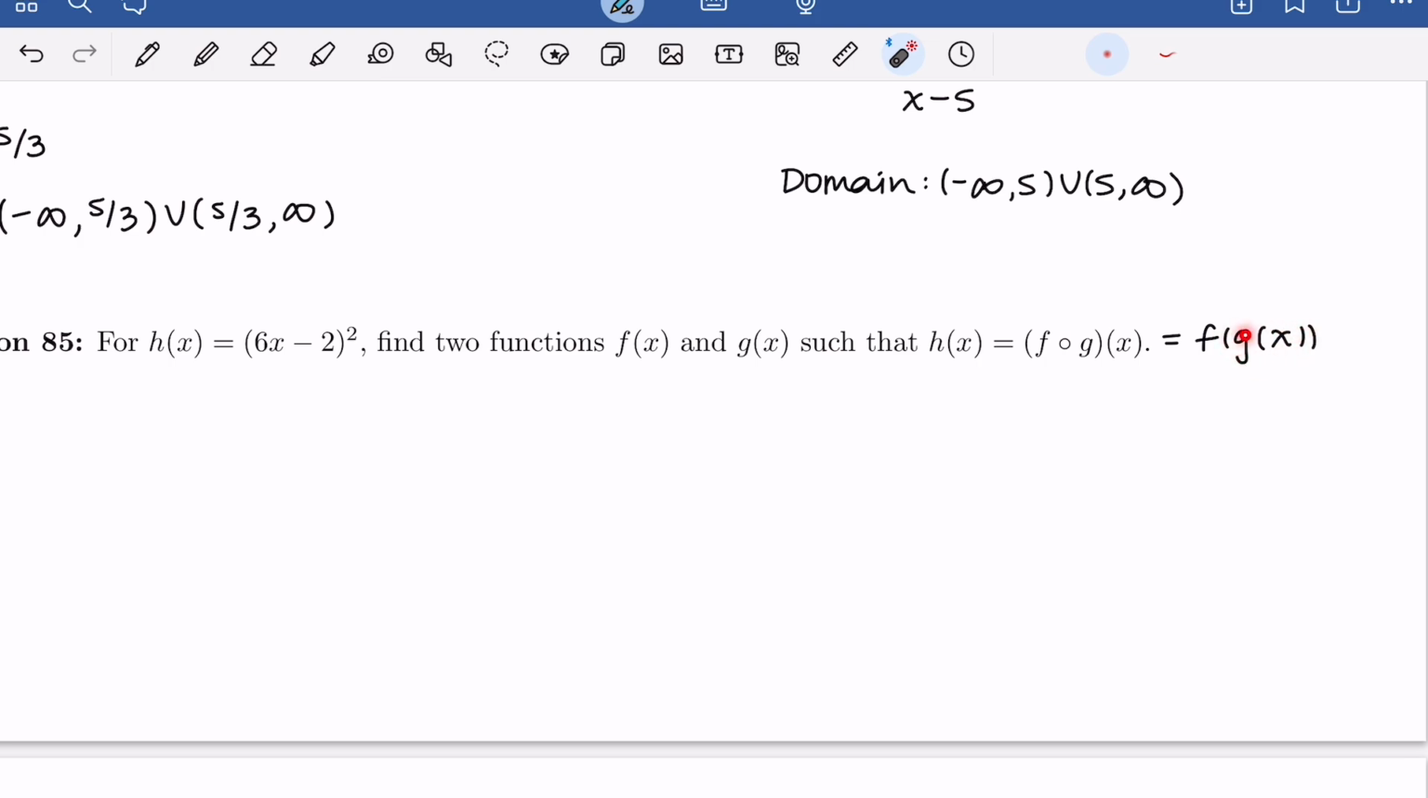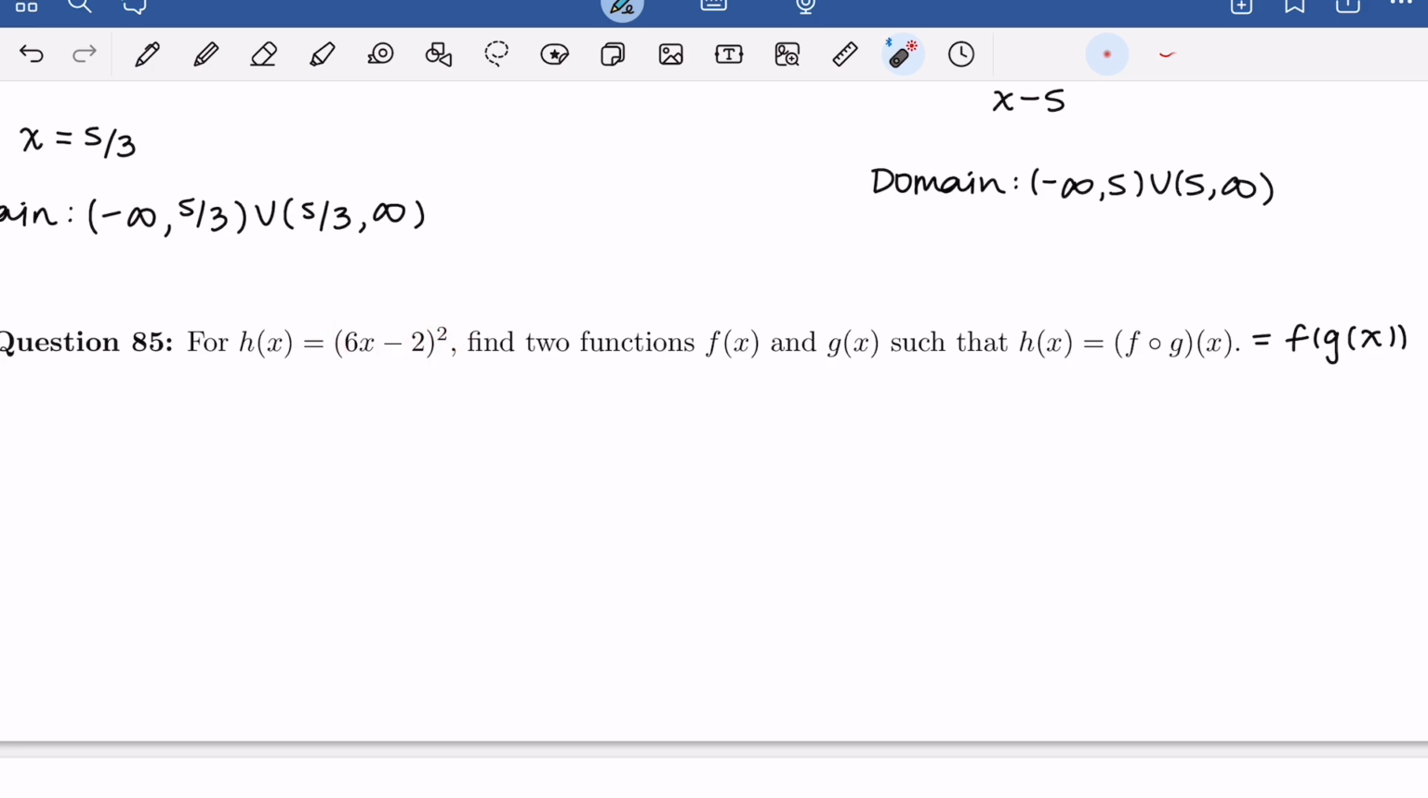So this g of x here is like our inside function, and this f of x is like our outside function. So looking at this, what we see is something being squared. So our outside function is this square function, and so we can call just this inside function x for now. So we're going to say our outside function is f of x, and that's going to be x squared. Now, our inside function, our g of x, is what we're going to be plugging into this x here, so that we get 6x minus 2 squared.